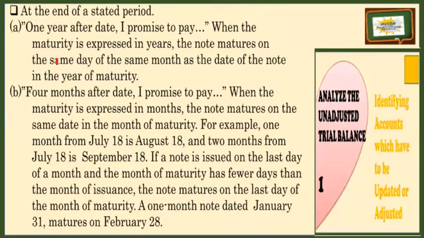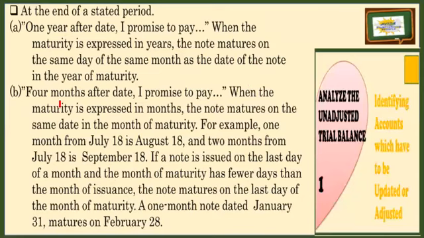So 1 year after date, I promise to pay. When the maturity is expressed in years, the note matures on the same day of the same month as the date of the note in the year of maturity. So if it's January 1, 2001, it will mature on January 1, 2002. Or January 1, 2020, it will mature on January 1, 2021.